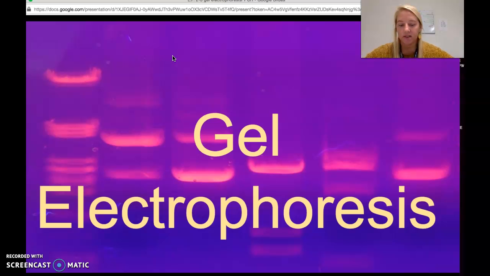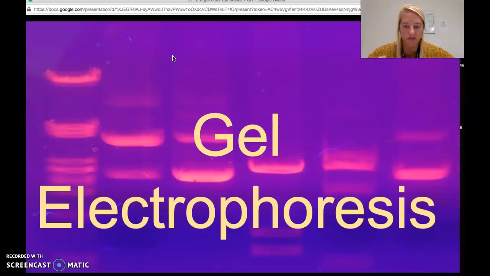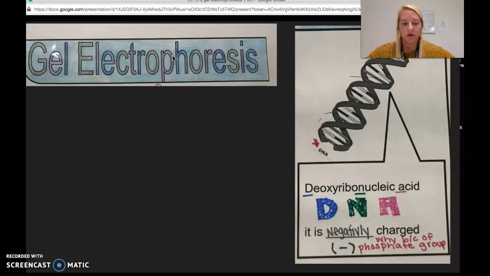Gel electrophoresis is actually the examination of the DNA. So this is the process. We need a bunch of the samples so that we can see them, because we would never be able to see just one sample of DNA. We need lots of them so we can see them, and we see them using gel electrophoresis.